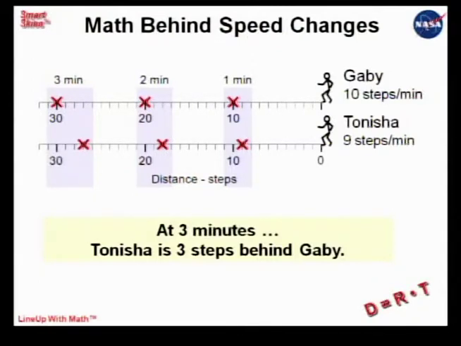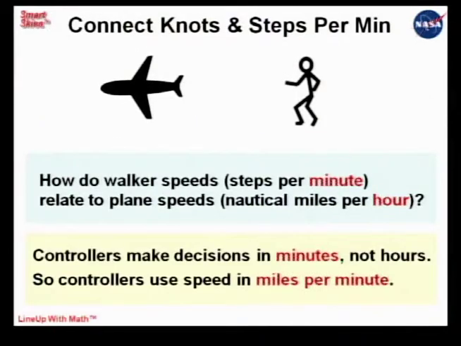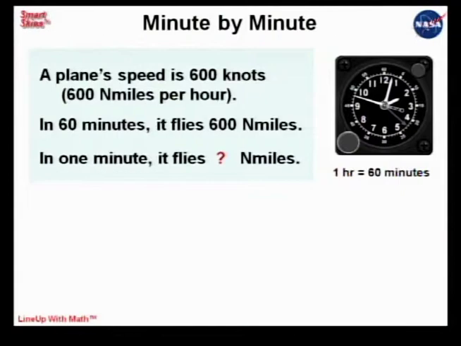Now you may be wondering, what does this have to do with planes that are flying at 600 knots? Well, let's remember that controllers make decisions in minutes, not in hours. So instead of thinking of a plane's speed in knots or nautical miles per hour, they think about the speed in nautical miles per minute. Let's see what that looks like for the planes that we've been working with. Remember that each of our planes started flying at 600 knots. That's 600 nautical miles per hour.